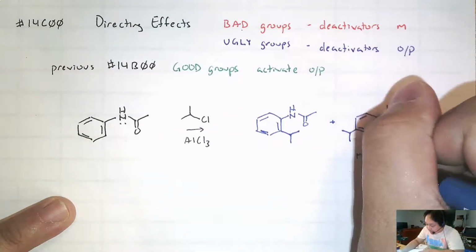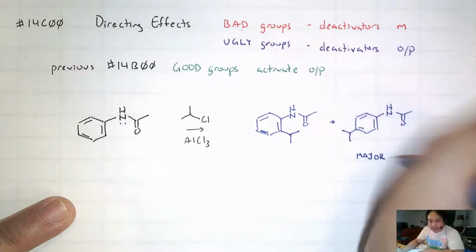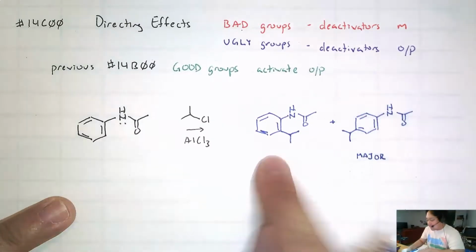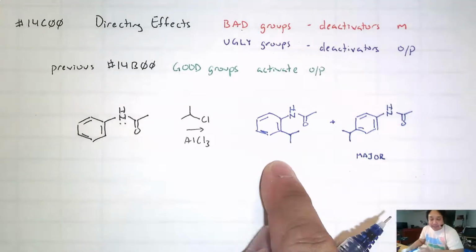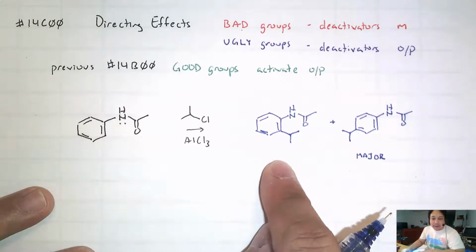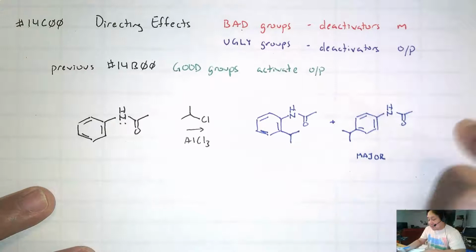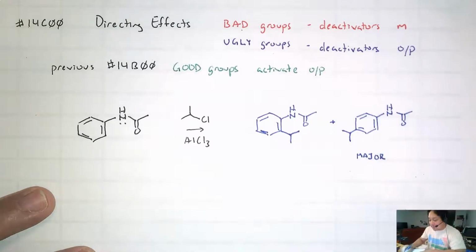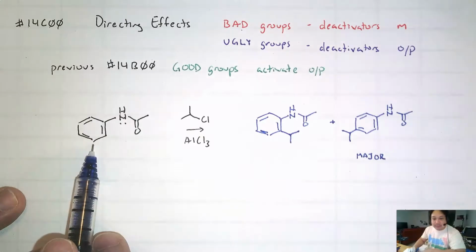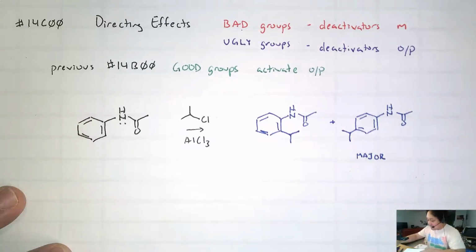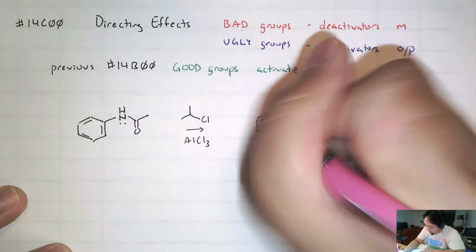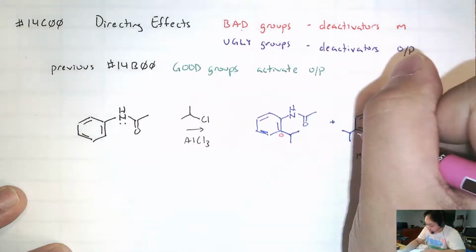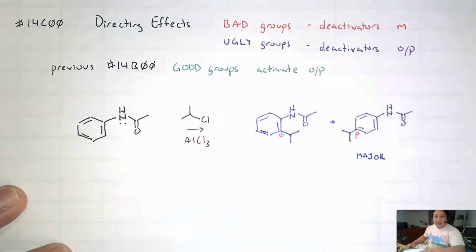Yes, the para is typically considered the major product, and this is, I'll call it the less major. I don't want to really call it the minor. What we don't see is the meta substitution. We don't see the isopropyl group on this carbon right here, the meta position. And again, let's just label this. This is the O, the ortho, and this is the P, para.